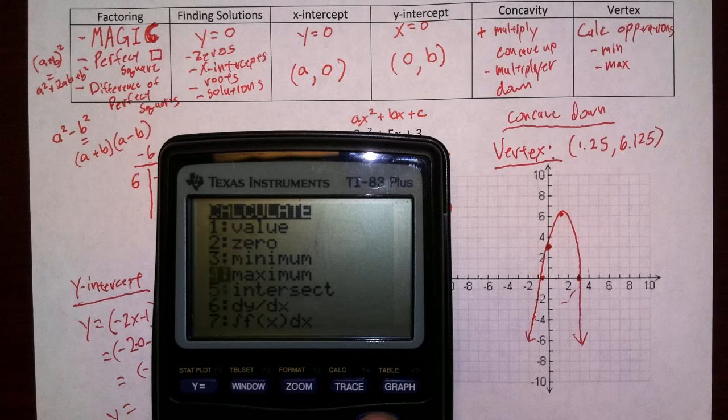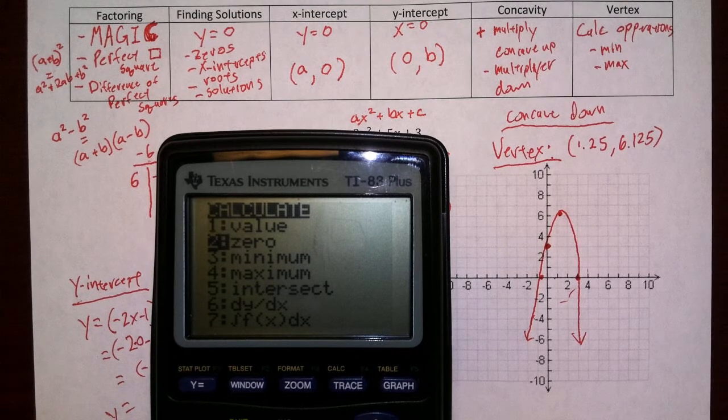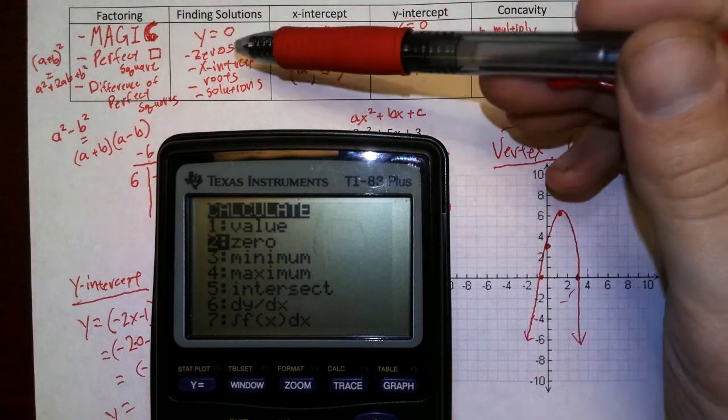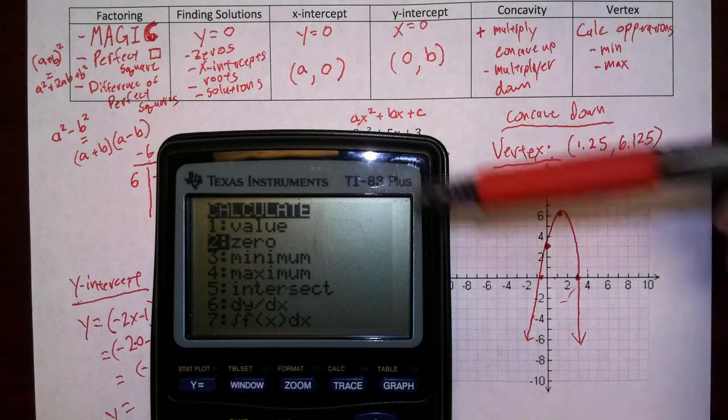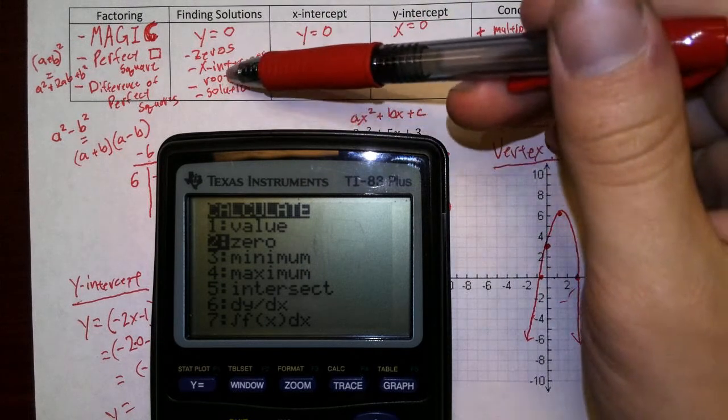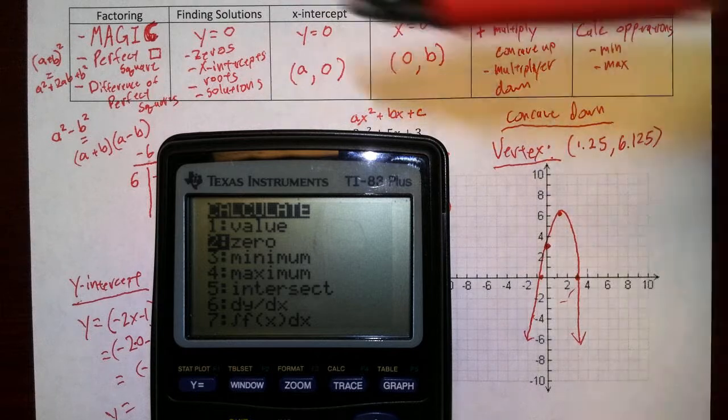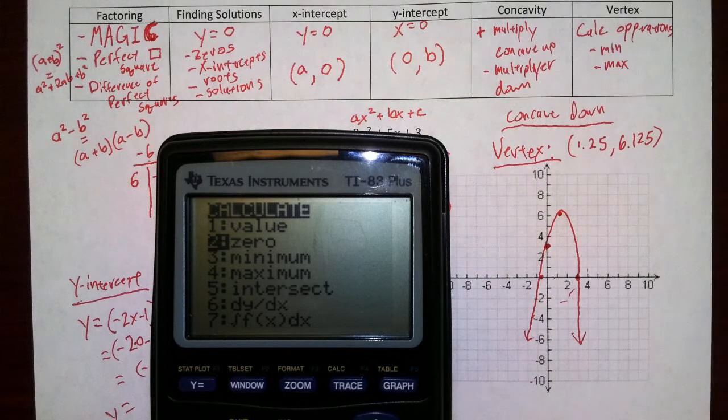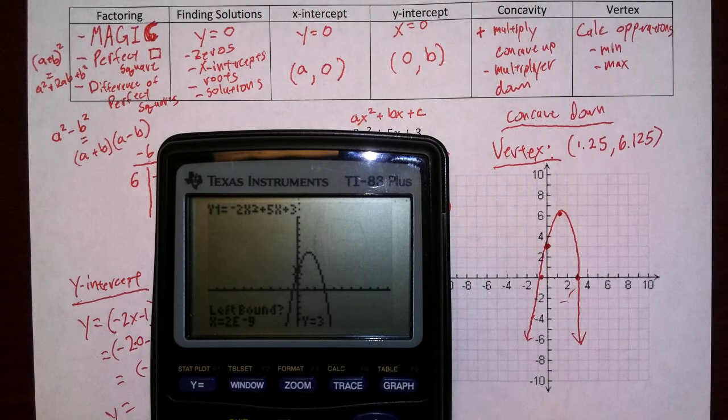So we're not going to click that one, but what we're actually going to click, the thing that shares the same name as our solution, the thing that is the same as an x-intercept, the thing that's the same as a root, the thing that's the same as a solution, the thing that is a 0. We're going to click 0, go into here.